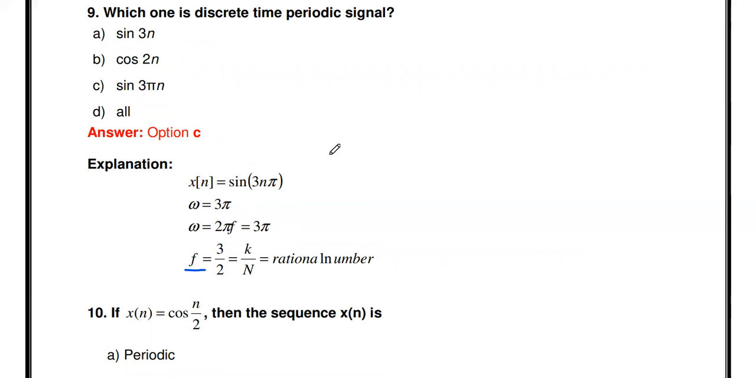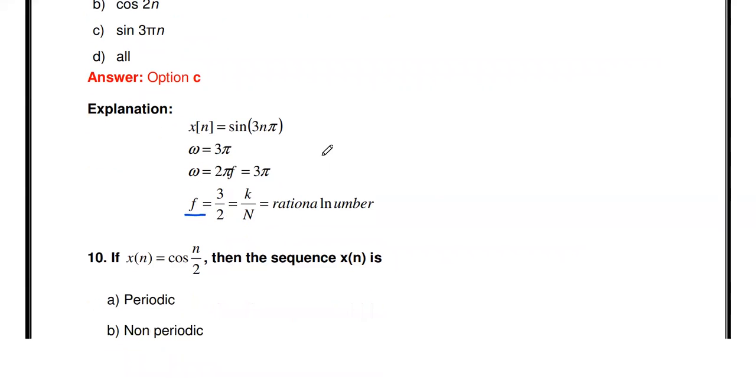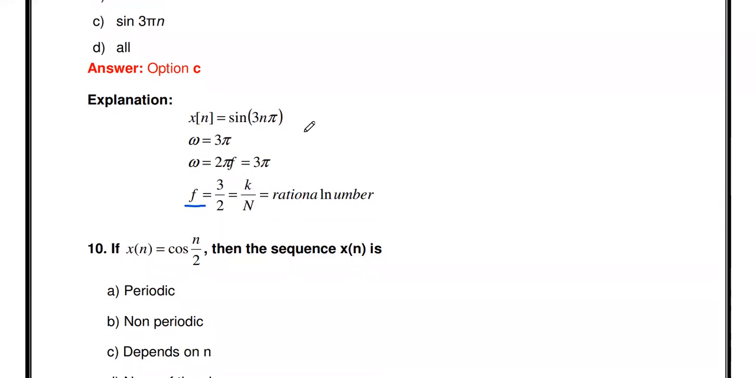So first and 2, I will tell. Okay, so here the given sequence x of n is sin 3 pi n. So we have to compare this given signal with our standard discrete sine sequence. So what is the standard discrete sine sequence? Sin omega n.